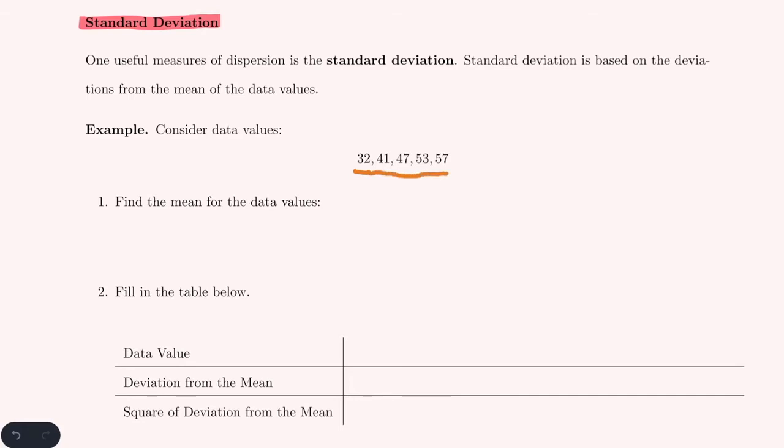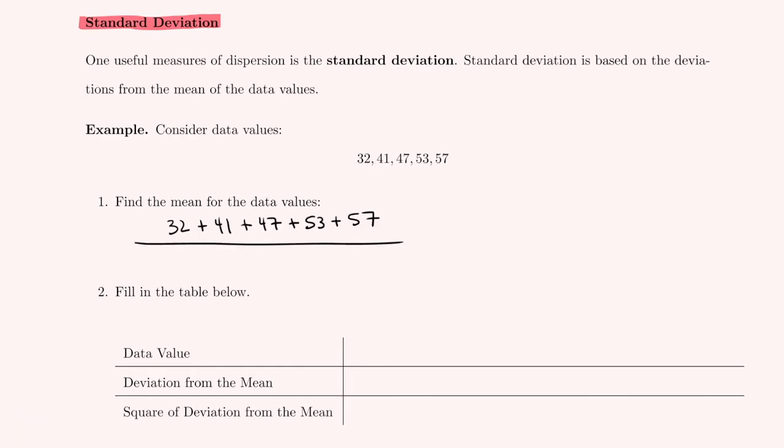We are first asked to find the mean for the data values. We can do so by adding them all together and then dividing by the number of entries. There's 1, 2, 3, 4, 5 entries. And whenever we type this into the calculator, we will get 46. So the mean for this data is 46.